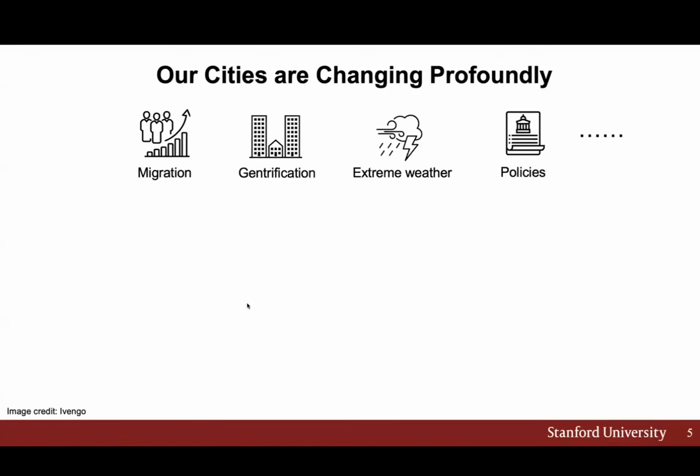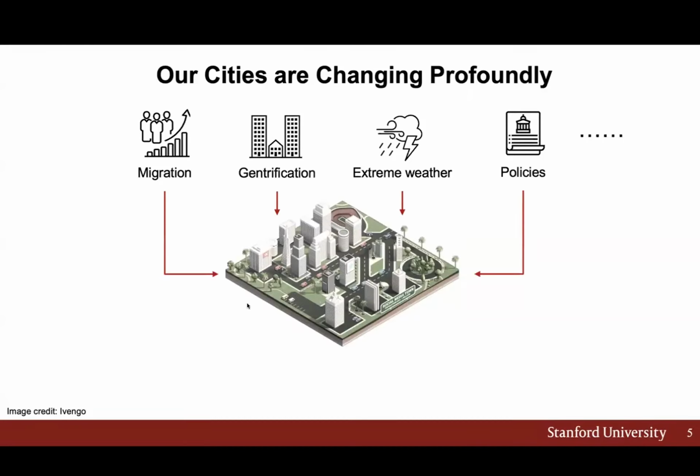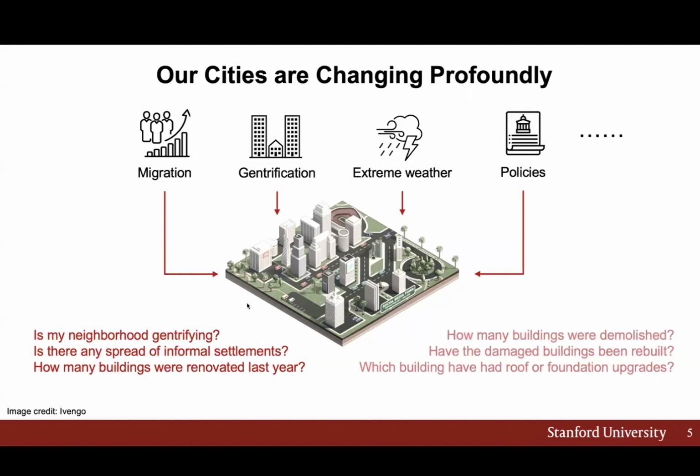As you can see, there are so many drivers, so many factors that change our cities: policies, climate events, gentrification, etc. But how do we answer specific questions related to those changes? Like, are my neighborhoods gentrifying? How are they spreading out from the settlements? How many buildings were demolished, etc.